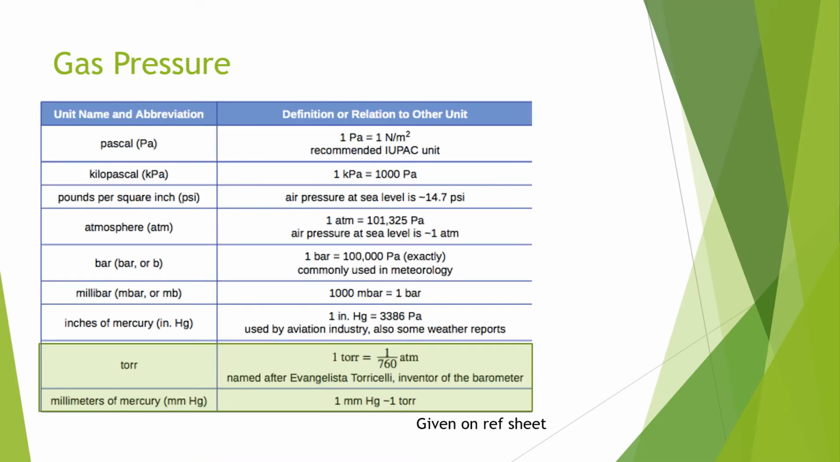So here are the different units for measuring pressure. I've highlighted the two at the bottom that are given to you on your reference sheet. So if ever you were given torr and needed to convert to atmospheres, your conversion is right there.